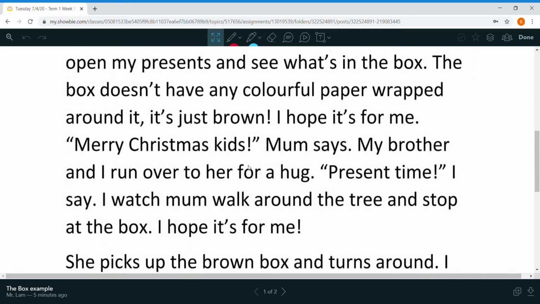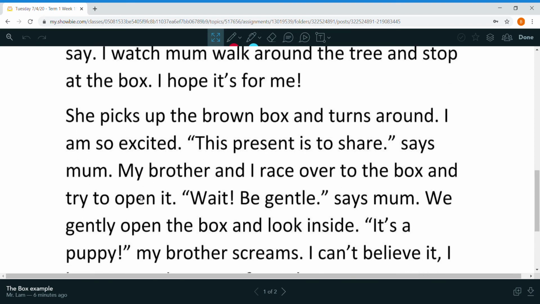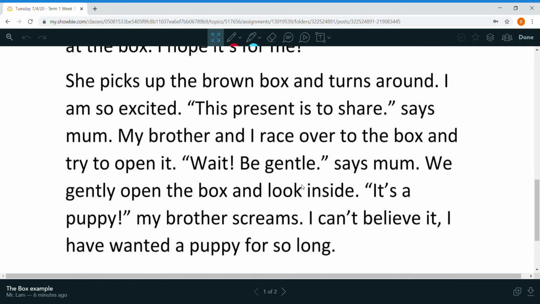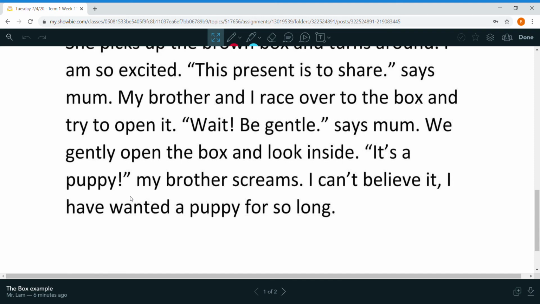"Merry Christmas, kids," Mum says. My brother and I run over to her for a hug. "Present time," I say. I watch Mum walk around the tree and stop at the box. I hope it's for me. She picks up the brown box and turns around. I'm so excited. "This present is to share," says Mum. My brother and I race over to the box and try to open it. "Wait, be gentle," says Mum. We gently open the box and look inside. "It's a puppy!" my brother screams. I can't believe it. I have wanted a puppy for so long.